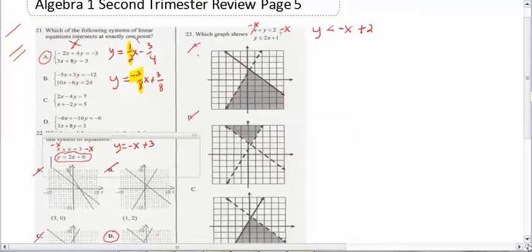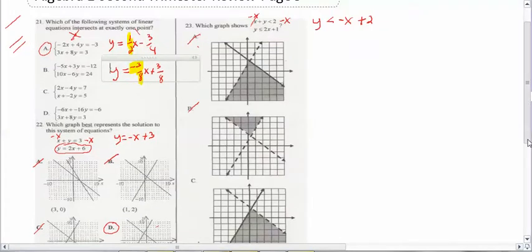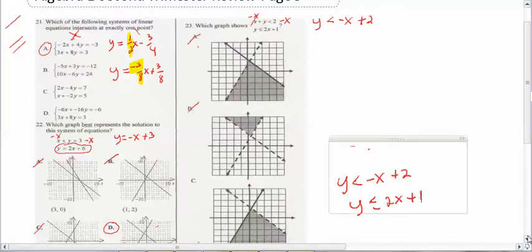Oh, sorry. Okay, so now, and I lost my equation. Okay, so I'll write it down here. I'm looking for these two. Sorry. I'm looking for y equals negative x plus 2 and y equals 2x plus 1. Okay, so now I got them, so I've written them down lower so I can see.